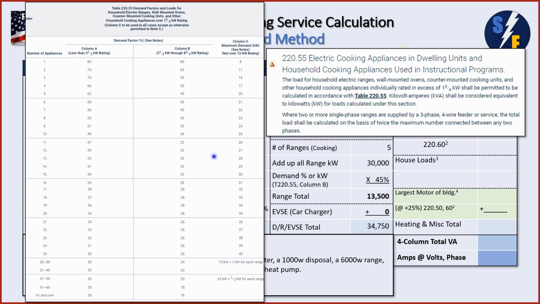So first of all, real quick, I'm just going to explain what the table is. On the left, you have your number of appliances. You have a column A, B, and C. Now, A and B are demand factor percentages, and that's important to know that these are percentage values. Column C is not. Column C is a kW value.